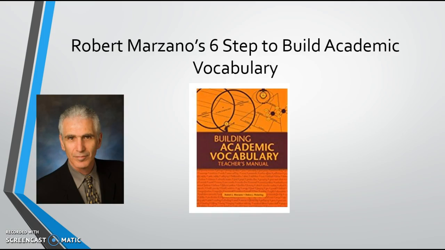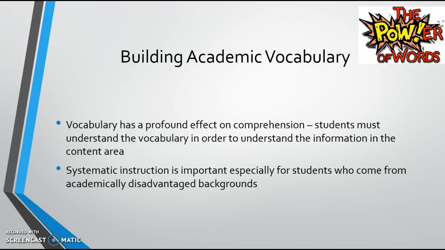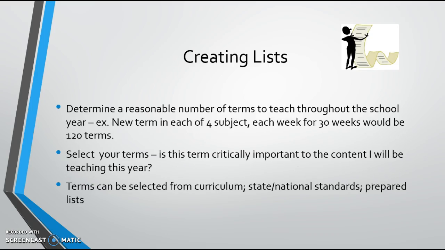So we're going to step into Robert Marzano's 6 steps to build academic vocabulary. So what he tells us is we know that vocabulary is an important aspect of comprehension, and that we have to have systematic instruction of vocabulary. In order to determine a reasonable number of terms, we have to think about that if we taught 1 new term in each of the 4 subject areas for 30 weeks, it would be about 120 terms. We have to decide those terms that are critically important for the content that you're going to be teaching, and those can be selected from the standards or from the curriculum or from prepared lists.